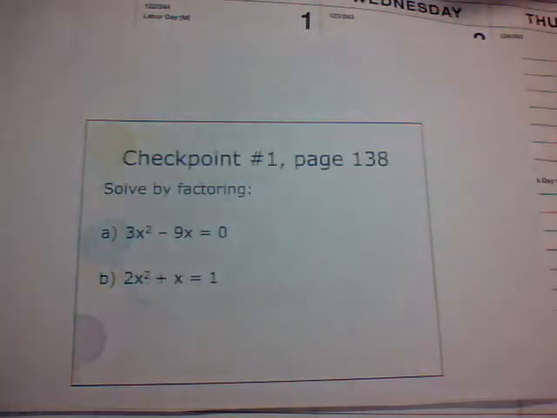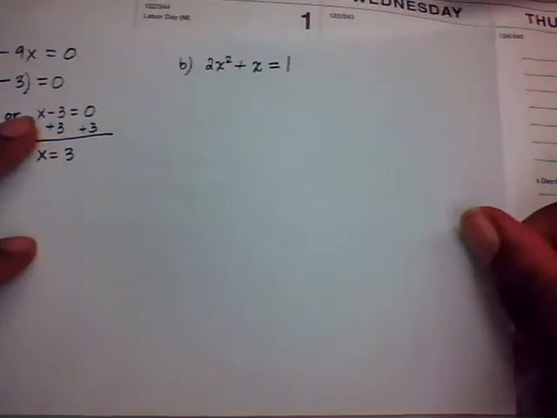All right, now part B is a little bit different. We got 2x squared plus x equals 1.